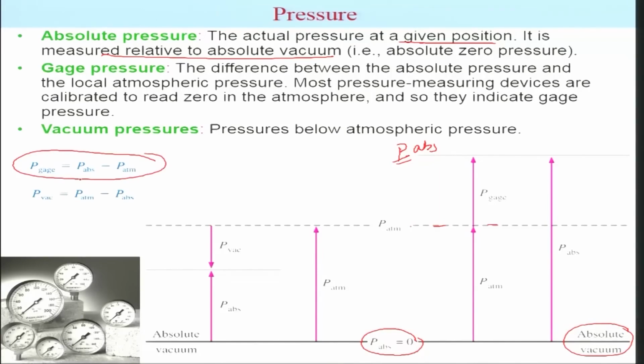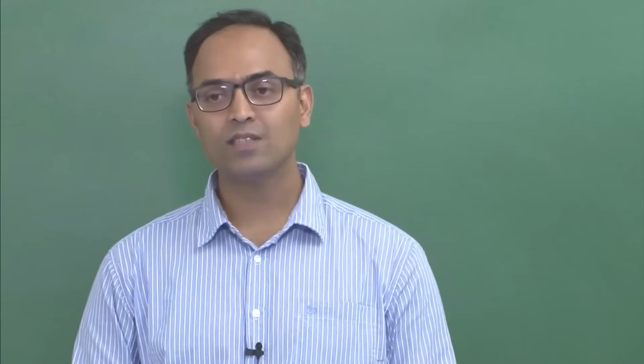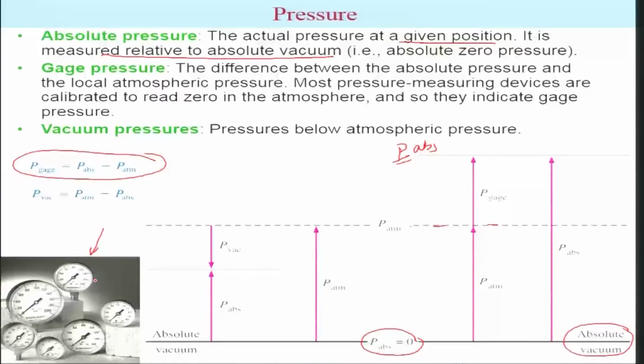So gauge pressure is nothing but P absolute minus P atmosphere. Many gauge pressure measurement units are tuned or calibrated such that the reference point becomes the atmospheric pressure, and whatever the difference is, that is the gauge pressure. And the vacuum pressure is the pressure below the atmosphere. In this case, P atmosphere is larger than the absolute value of pressure, and hence the difference gives you the vacuum pressure. Okay, so these are the two meanings of that.